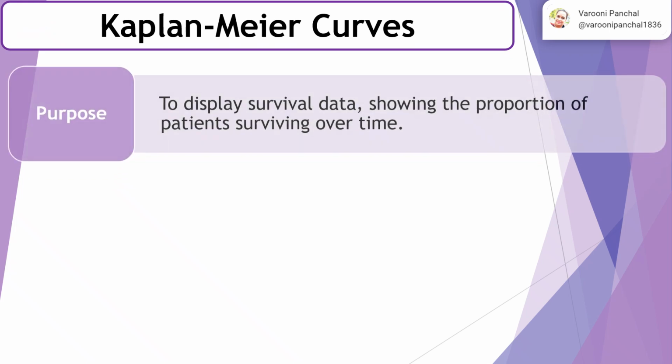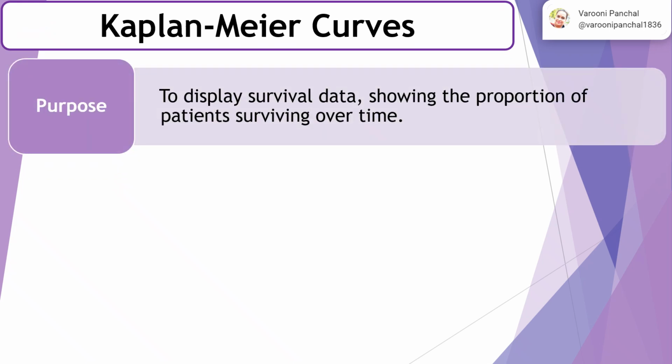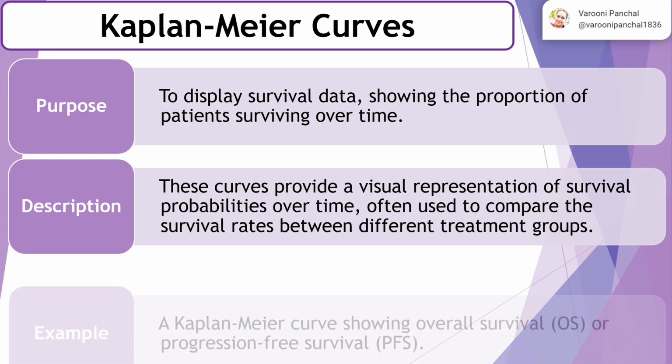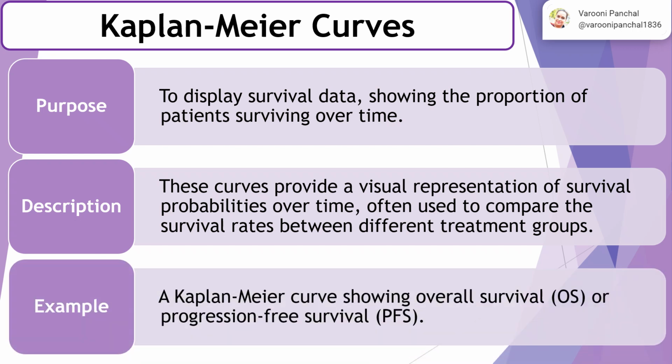Kaplan-Meier curves. Purpose: to display survival data showing the proportion of patients surviving over time. Description: these curves provide a visual representation of survival probabilities over time, often used to compare the survival rates between different treatment groups. Example: a Kaplan-Meier curve showing overall survival (OS) or progression-free survival (PFS).